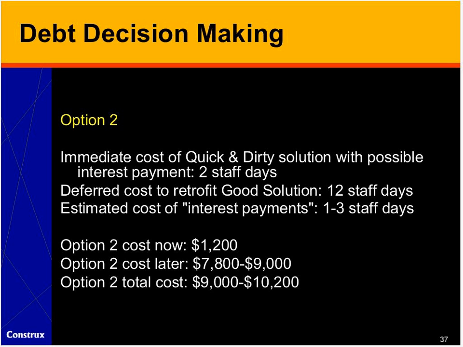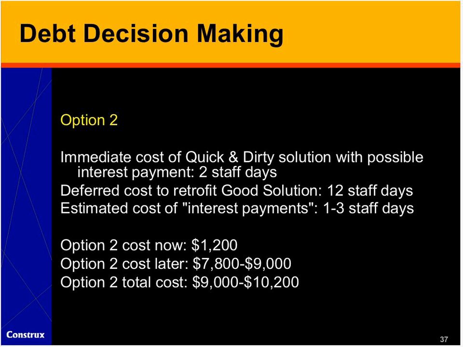So that's the cost of the good solution. Option number 2, the quick and dirty solution, we've estimated will only cost us 2 staff days for the immediate work. And then the interest payments we expect will cost us 1 to 3 staff days until we get to the point where we implement the good solution. And in this case, the deferred cost to retrofit the good solution is actually higher than the cost to do it initially, in part because we have to rip out the bad solution.